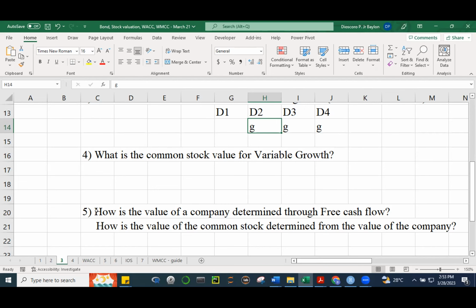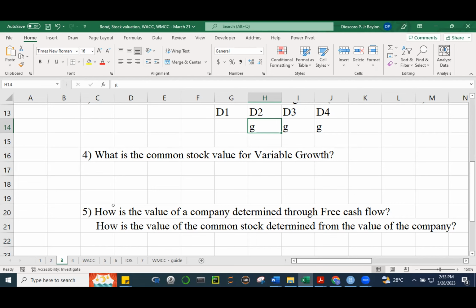Free cash flow means cash flow available for distribution to investors. So what are the components of your free cash flow? Number one, it can be payment for dividends. Number two, it can be buying back your shares of stocks, the company's shares of stocks. Number three, it can be used for interest payments.